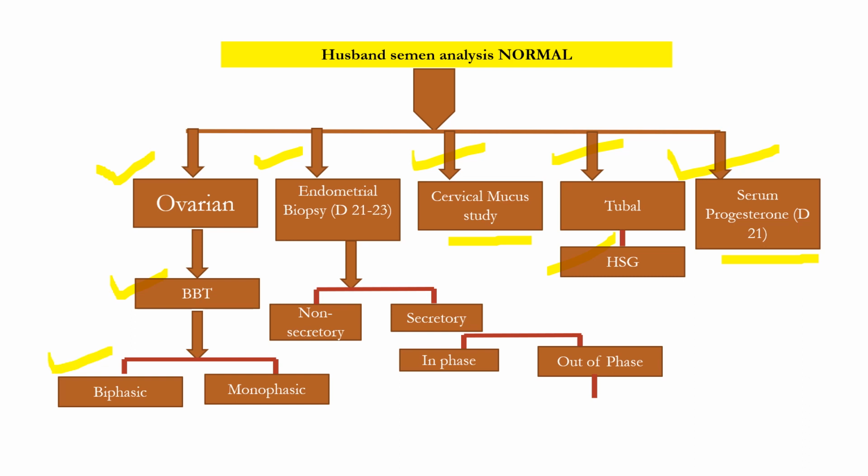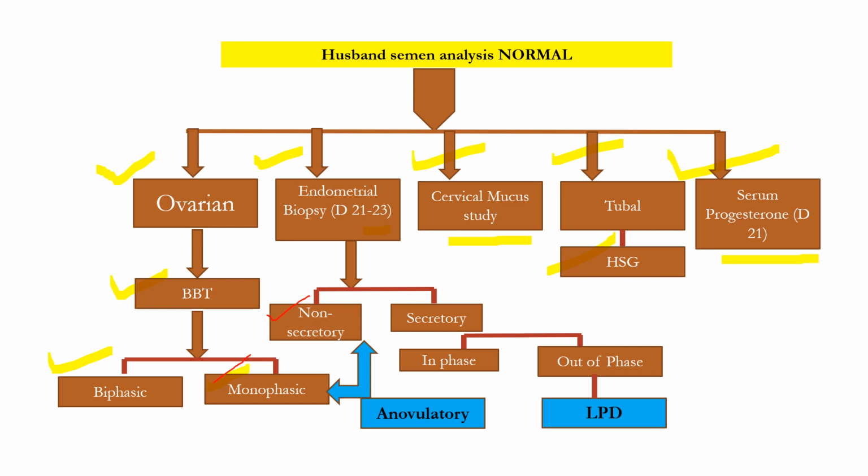But if the basal body temperature is monophasic, then we can go for the endometrial biopsy at day 21 and 23. We know that at day 21 and 23, the endometrium or uterus will be in the secretory state. If there is no secretory stage and the basal body temperature is monophasic, then we can conclude that there is anovulation. But if it is in the secretory phase, then we look for whether the secretory changes correspond with the normal secretory changes, or are out of phase.